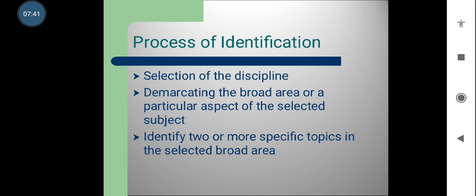Then the last step is identifying two or more specific topics in the selected broad area. So this is the final step in identification of problem. This requires a grasp of the branch of the subject as a whole and awareness of work already done on it. A review of concerned literature including research theses and survey of research published by the research councils like Indian Council of Social Science Research, New Delhi, and intensive reading and reflective thinking and discussion with a guide will help a student in identifying specific topics or issues for research.